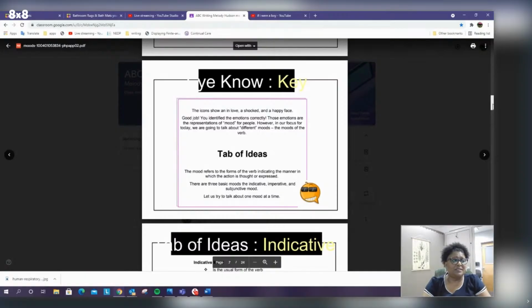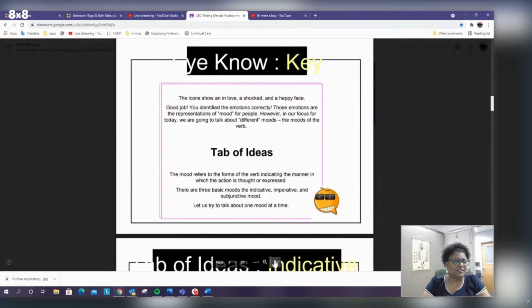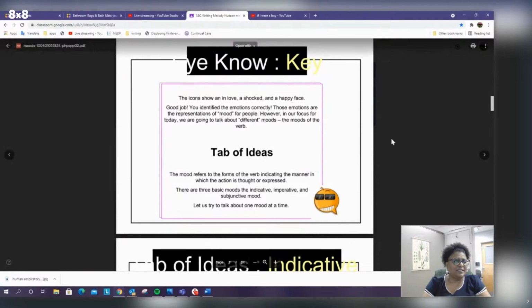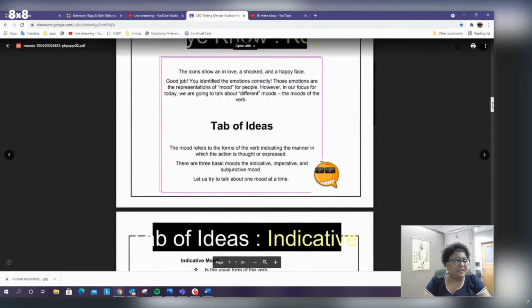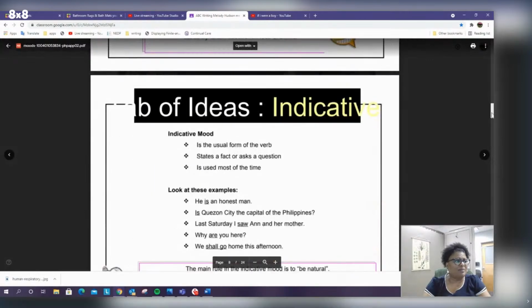However, we're going to talk about moods of a verb. And so what we mean by that is the manner in which an action is thought or expressed. And so there are three basic types: indicative, imperative, and subjunctive mood. We're going to talk about them one at a time, though.